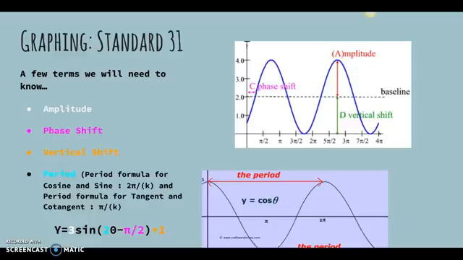So for example, at this photo right here, you see that the baseline is 2, and that this amplitude goes up 2 and then down 2. So that means that our amplitude is 2.